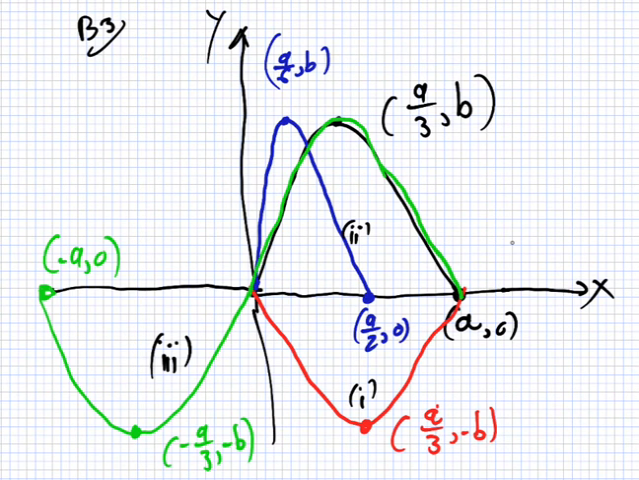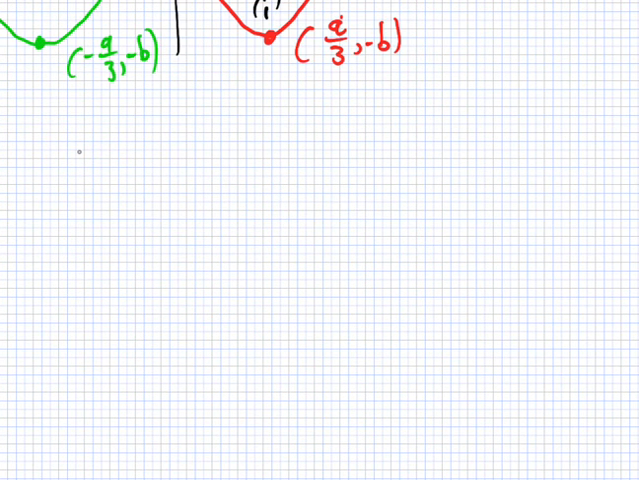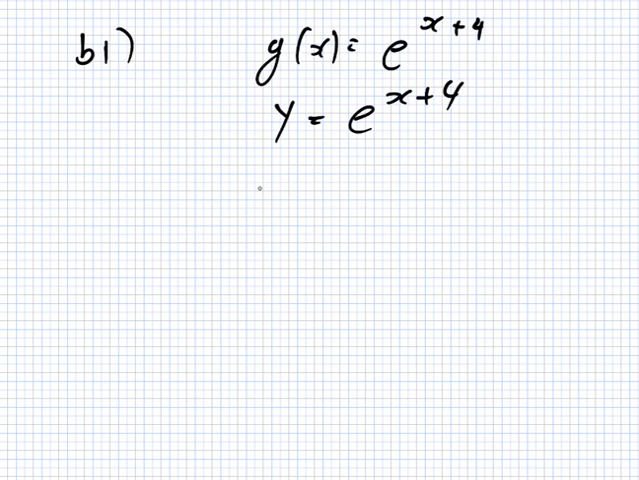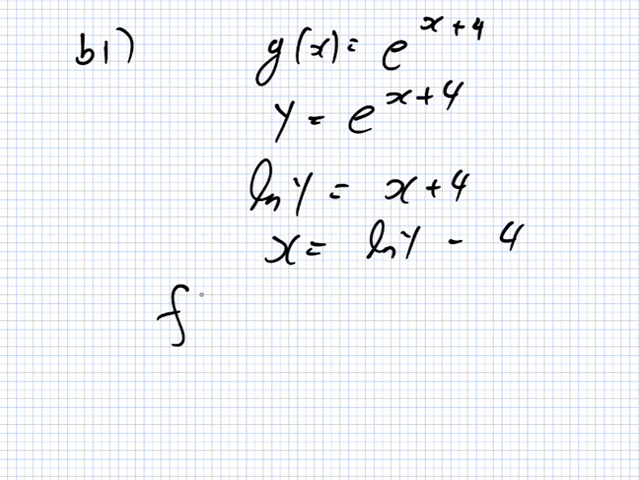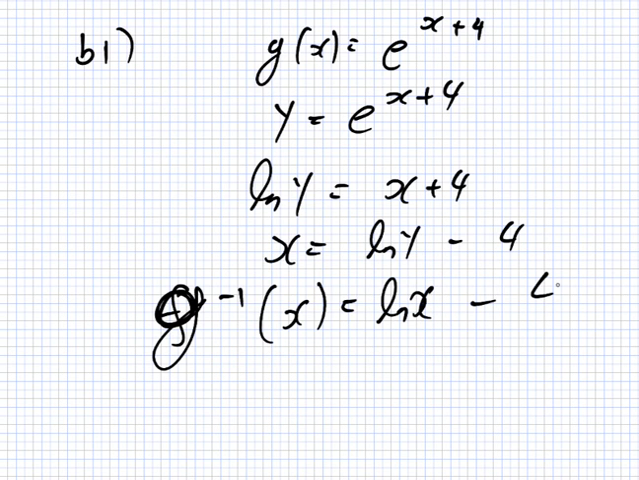Can I go to the B part? Yeah. So B part 1, what is the inverse of which function g? Okay, so gx equals e to the x plus 4. What's the inverse? You remember how to do this one? Yeah, so then we have log y equals x plus 4. X equals log y minus 4. So g inverse x equals log x minus 4.